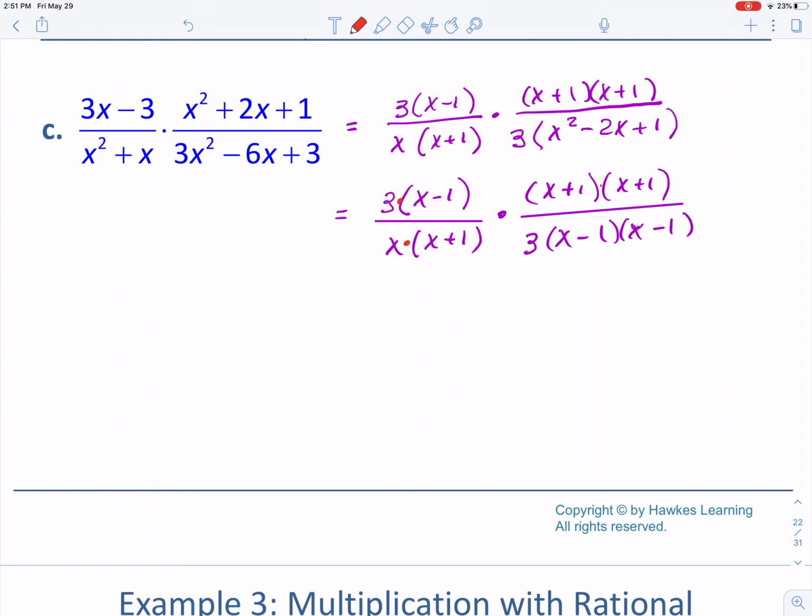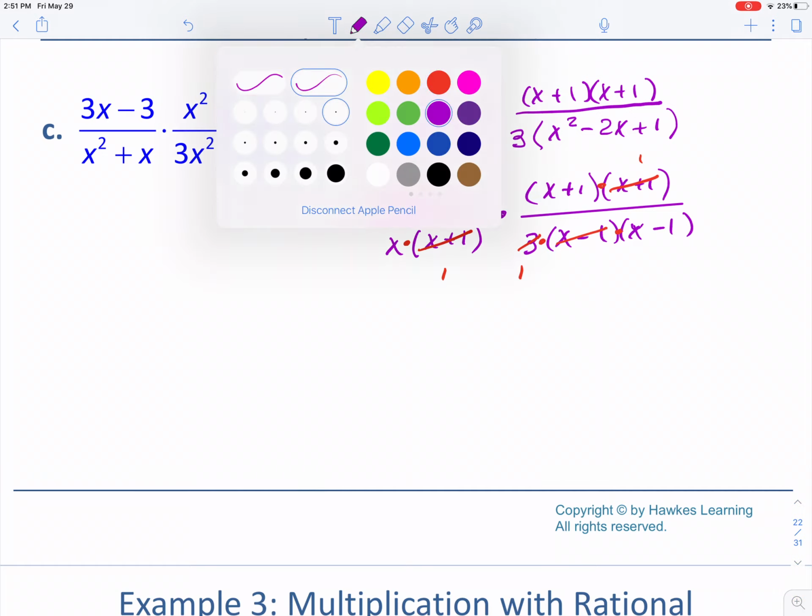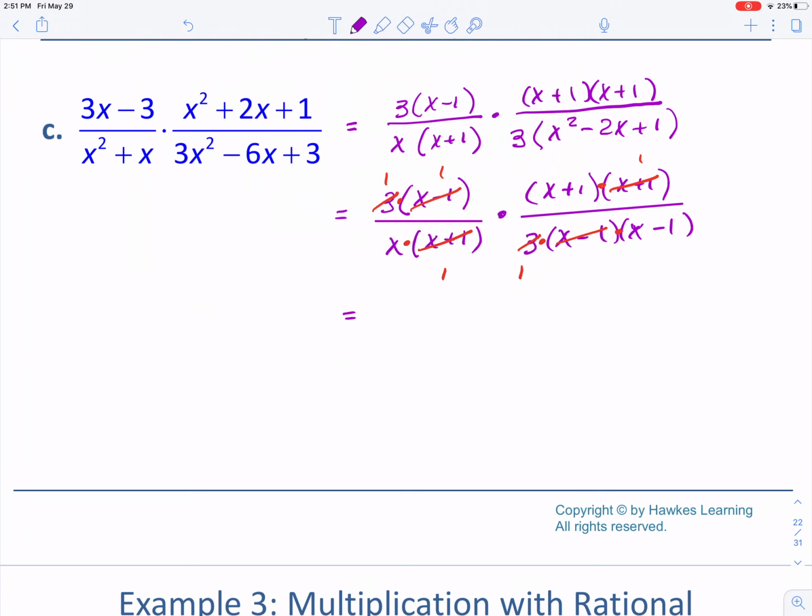Notice everything is connected in here with the times operation. So I'm seeing a pair of 3's that will cancel. I'm seeing an x minus 1 that will cancel. I'm seeing an x plus 1 that will cancel. And I believe that's all that matches. So let's see what we have. In the top we have 1 times x plus 1 times 1, and in the bottom we have x times 1 times 1 times 1 times x minus 1. So that's the way that one would look.